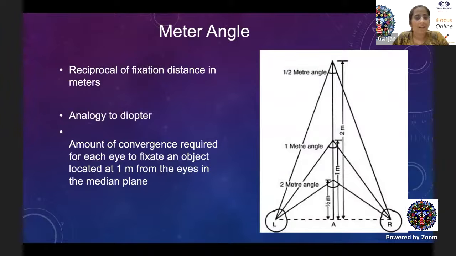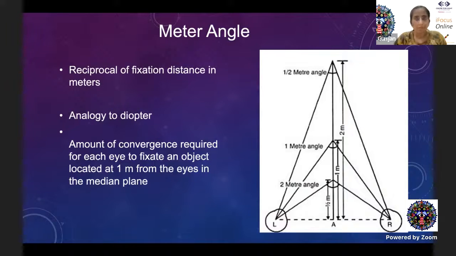So meter angle is the reciprocal of fixation distance in meters. It's the analogy of diopter. If you look at the definition of meter angle, it's the amount of convergence which is required for each eye to fixate at an object which is kept at a distance of 1 meter from the median plane.